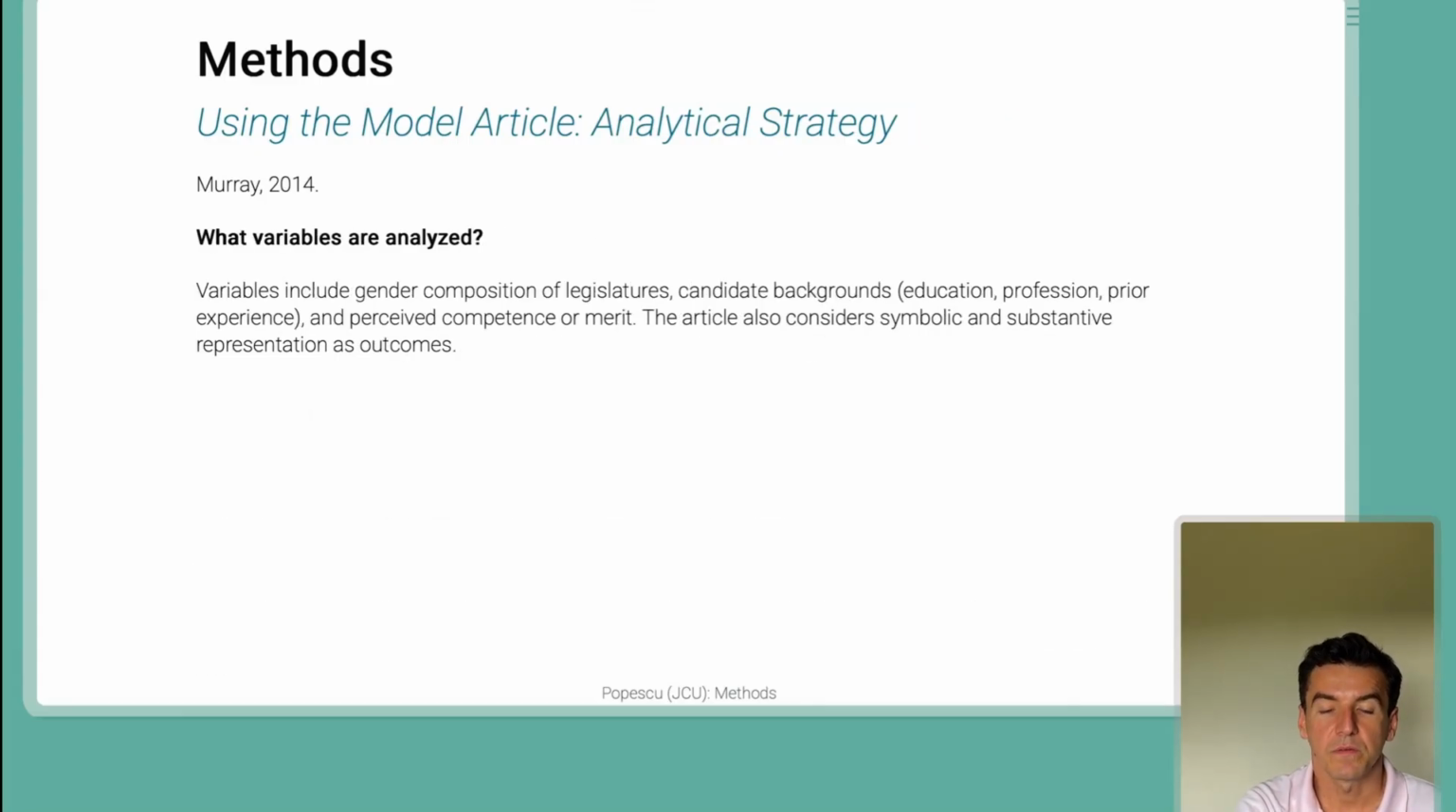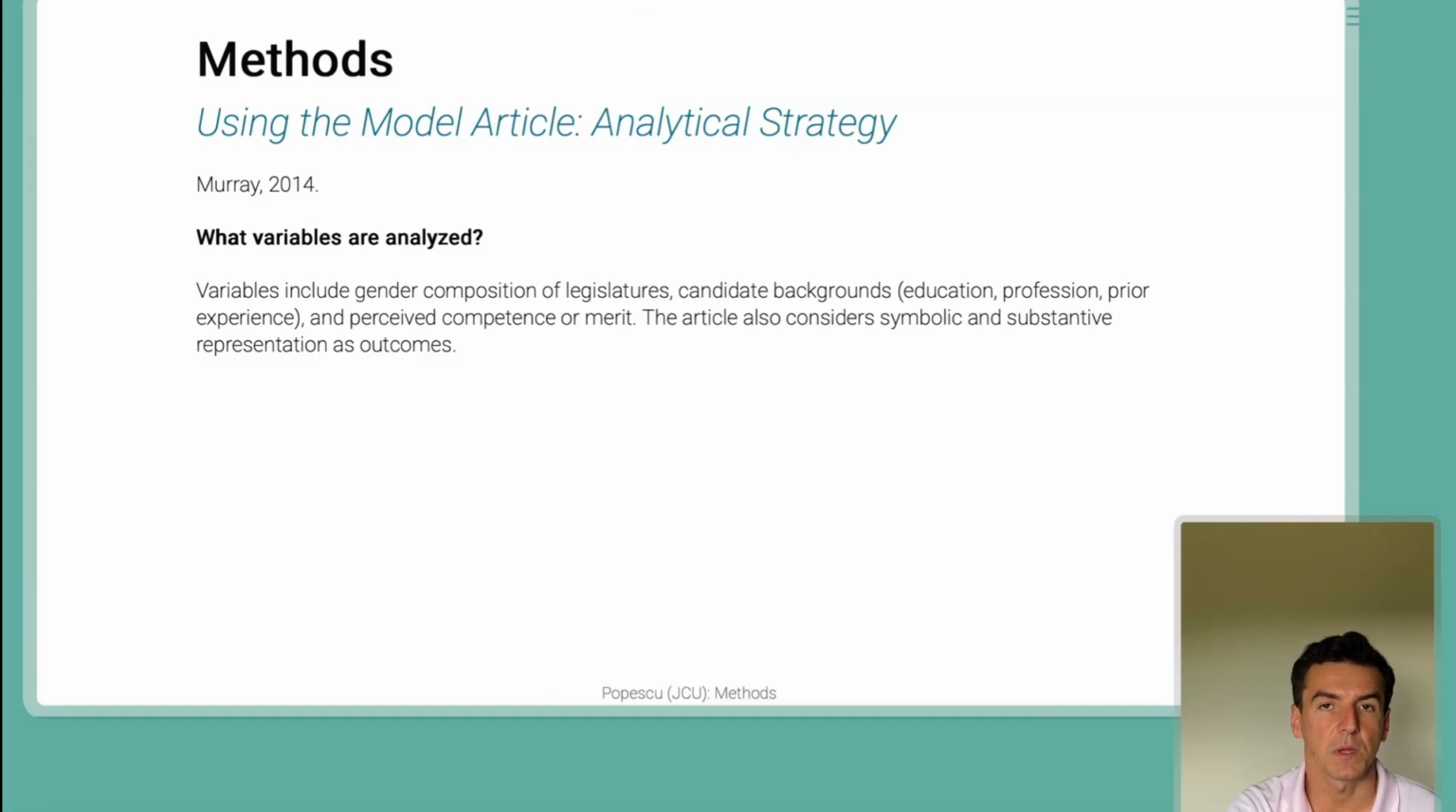And then in terms of what variables are analyzed, here you can think of variables such as gender composition of legislatures, the candidate background, the perceived competence. There are also probably variables that have to do with the symbolic or substantive representation of outcomes. So these are all variables that the article is looking at.